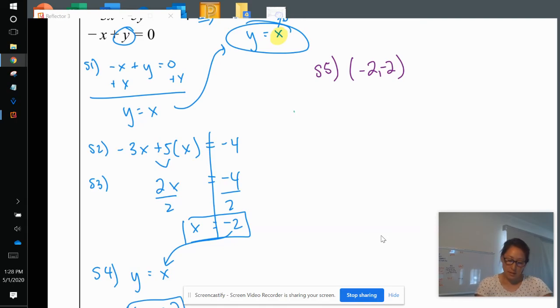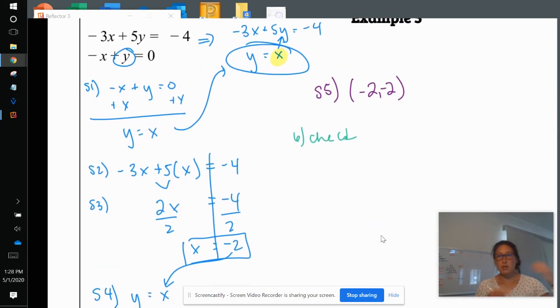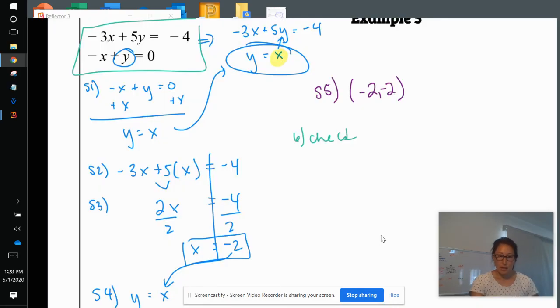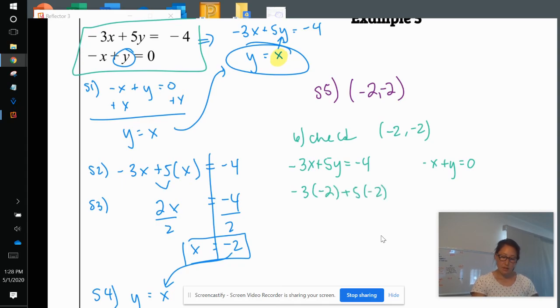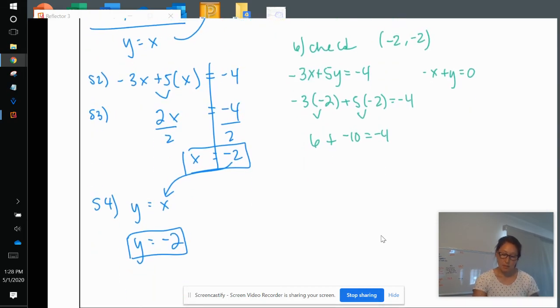Step 6 is to check. Okay. I always go with the originals to check. All right, so I get negative 3x plus 5y is equal to negative 4. And then negative x plus y is equal to 0. And we're checking negative 2 comma negative 2. So I get negative 3 times negative 2 plus 5 times negative 2 is equal to negative 4. Okay, 6 plus 5 times negative 2 is negative 10, is equal to negative 4. 6 plus negative 10 is negative 4, which is equal to negative 4.